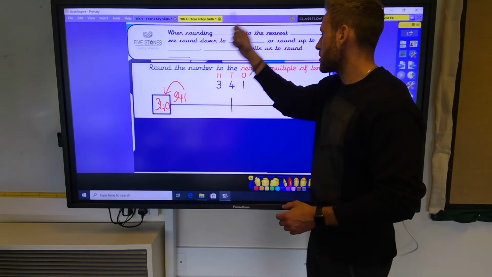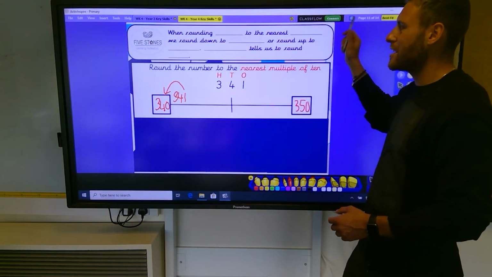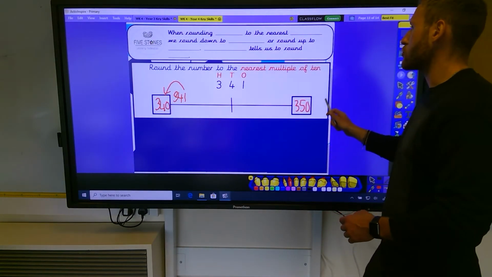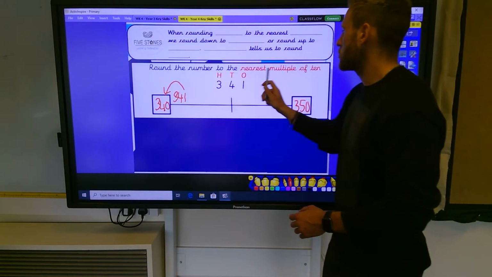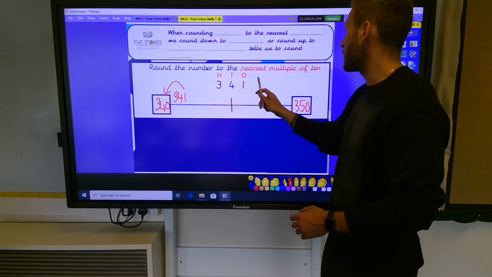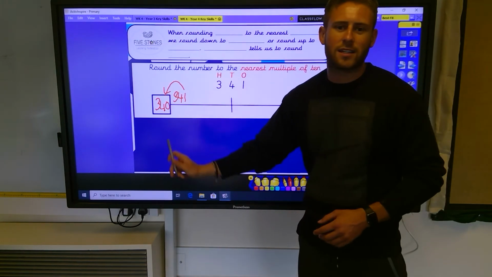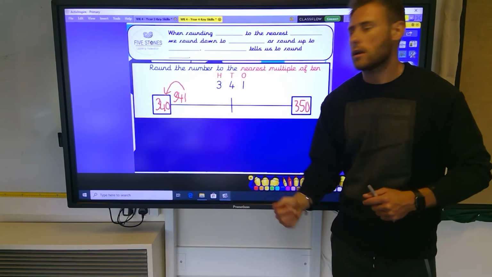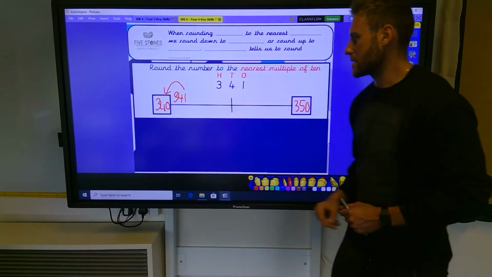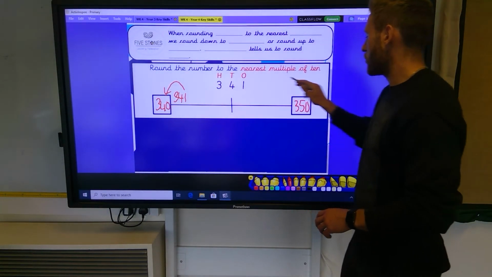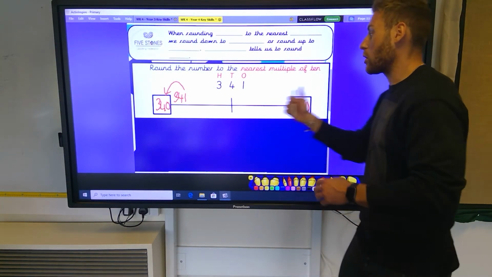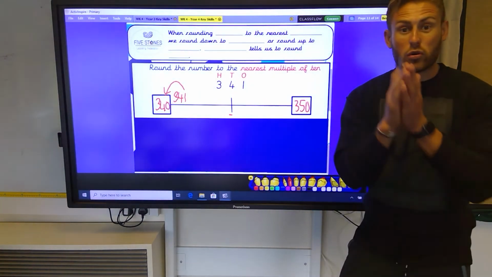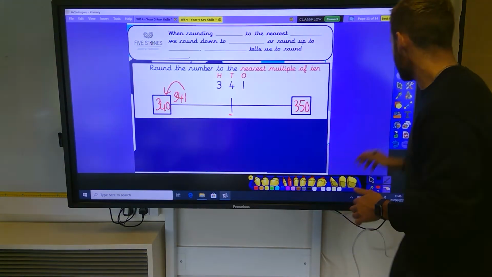So when rounding 341 to the nearest multiple of 10, we round down to 340 or we round up to 350. The ones tell us to round down. So 4, 3, 2, 1 tells us to round down because we can see we are certainly closer to that multiple of 10. And 5 and upwards, we would round up because we'd be closer to that multiple of 10. The rule applies to the 5 because we know that's directly in the middle.